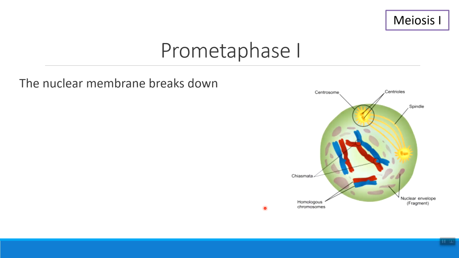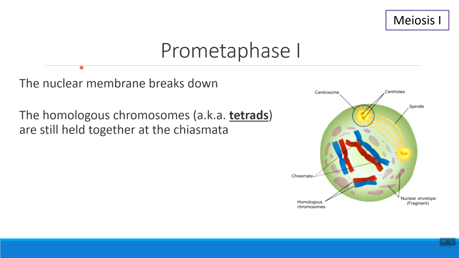Once we have done this crossing over process, we transition into pro-metaphase. And if you remember from our discussion in mitosis, the big thing that happens in pro-metaphase is that the nuclear membrane starts to break down. This is going to allow my tetrads, or my groups of chromosomes that are attached to each other, to start to move around in my cell that's dividing.